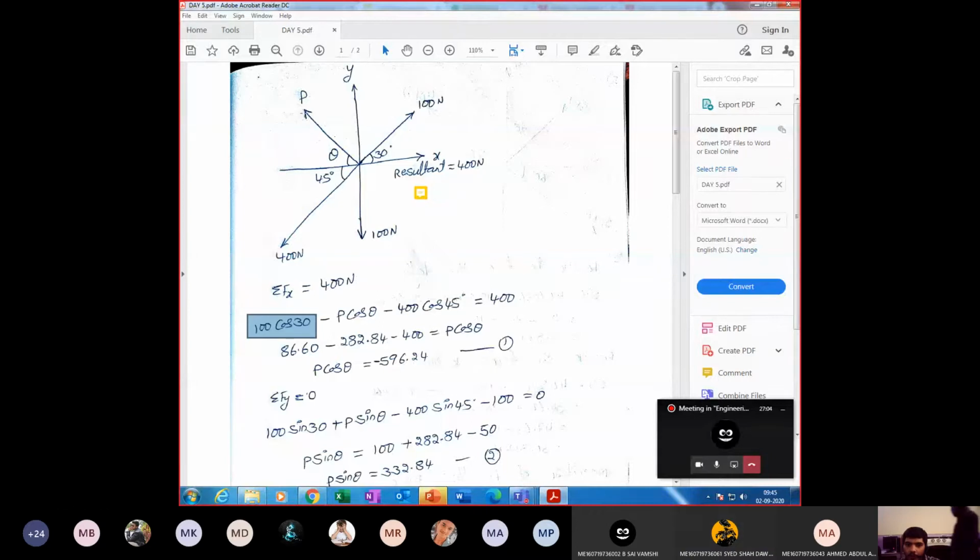Positive. What about this? This is also one force. I want to bring this P along the x axis, because my intention is to calculate the forces along the x axis. So we can write P cos theta, but minus P cos theta. Why minus? Because I am resolving the forces in the horizontal direction, and that force is going in the negative x direction.